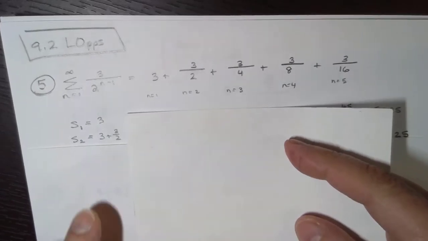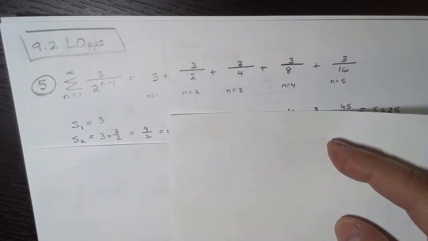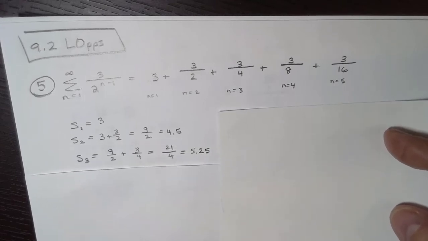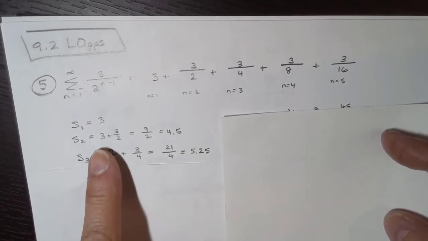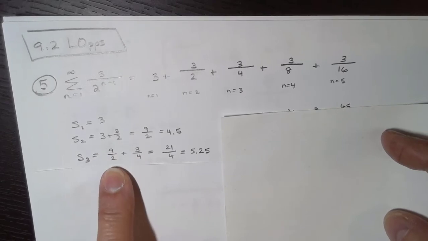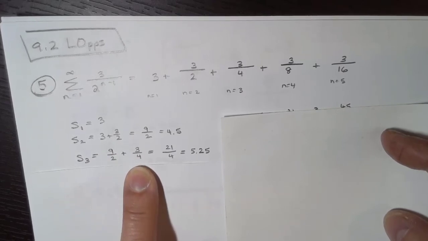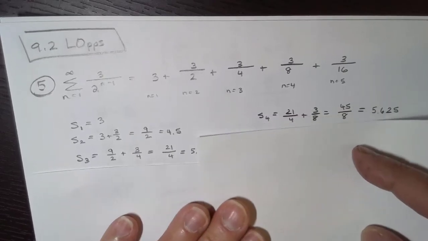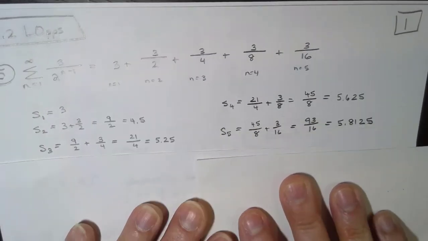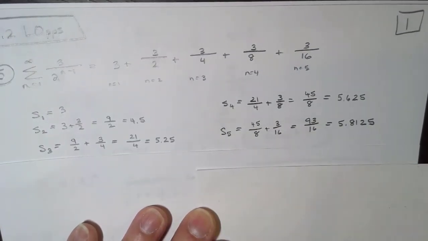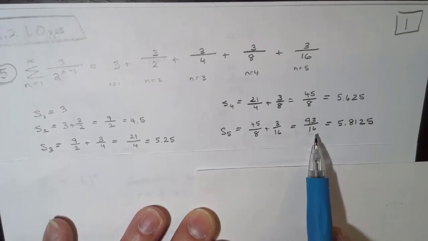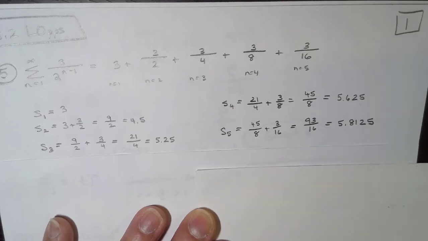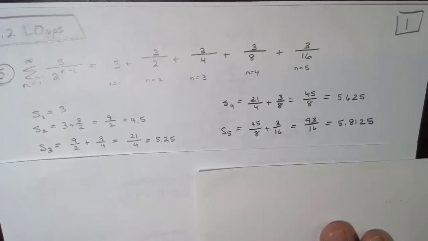The sum of my first 2 terms is 3 plus 3 halves, which is 9 halves, which of course is 4.5. The sum of my first 3 terms would be 3 plus 3 halves, which is my partial sum of 2 terms, plus my third term, 3/4, which gives us 21/4, or 5.25. I can continue the pattern till I get to the sum of 5 terms, which is exactly 93 over 16. And actually, this decimal is exact as well. Dividing by that even number, we can eventually get to an end to our decimal.